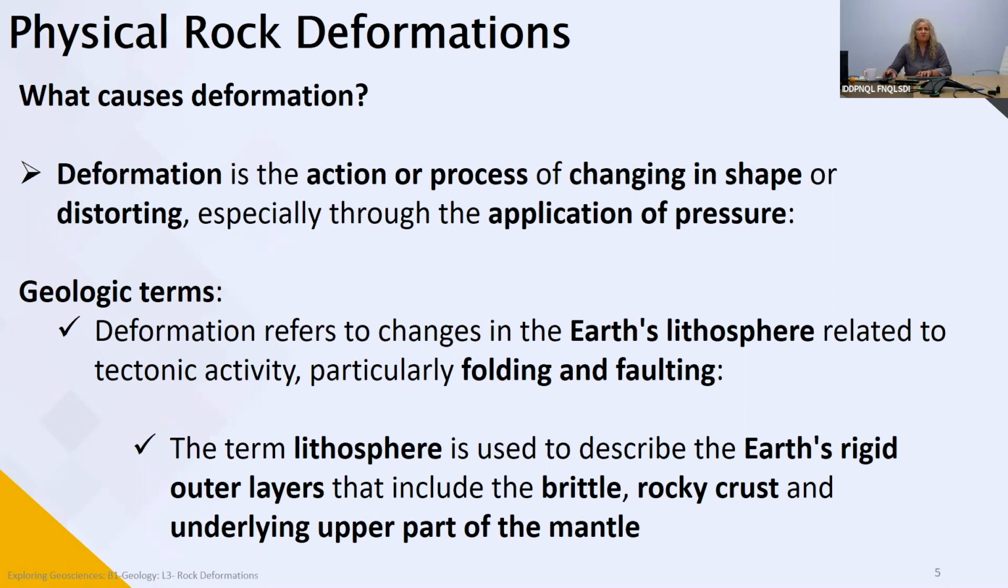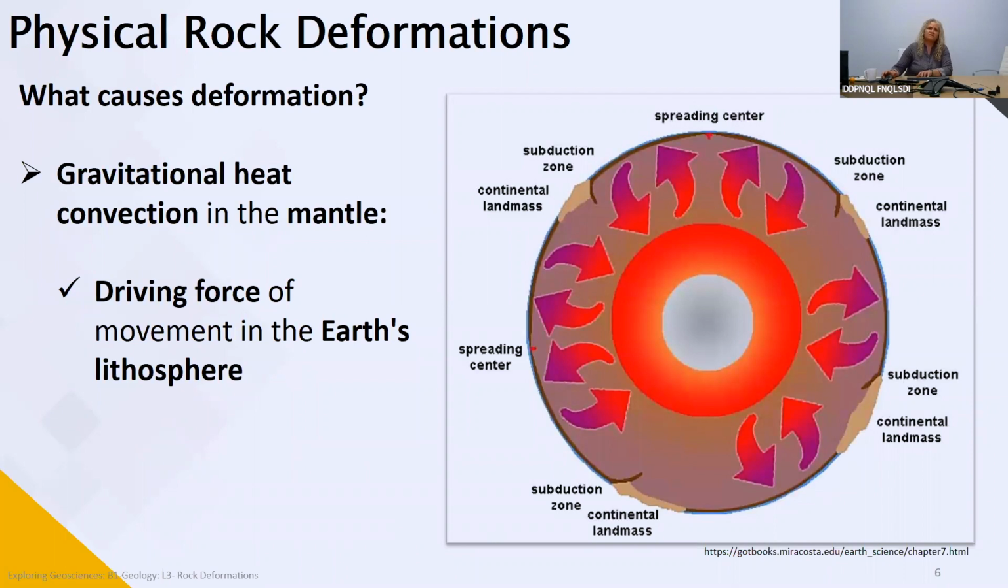The term lithosphere is used to describe the Earth's rigid outer layers, as we've seen in the first lesson, and it includes the brittle rocky crust and the underlying upper part of the mantle. So here is a cross-section of this lithosphere and the Earth's crust. In the middle, you have the inner core, the outer core, and around it the gravitational heat convection in the mantle. The driving forces within the Earth's lithosphere create these brittle forces that break down the rocks, deforming them physically.